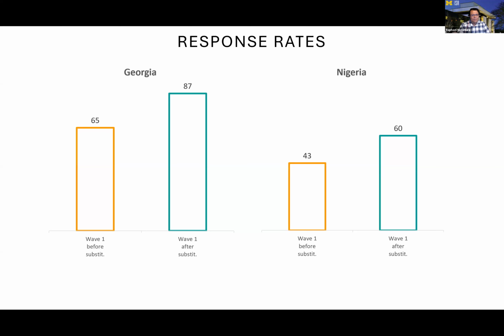And on top of that, the substitution helped quite a lot in Georgia, from the response rate before and after. Whereas just using a response propensity adjustment in Georgia with that 65% response rate, the weights had to do a lot of work to account for that non-response, right? So yeah, I think those are the elements that would explain why or when a certain method would work better than others, depending on the context.